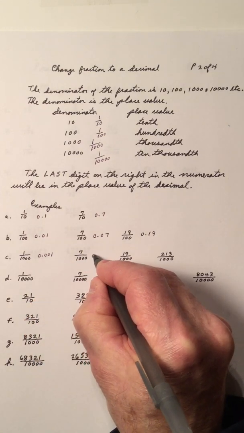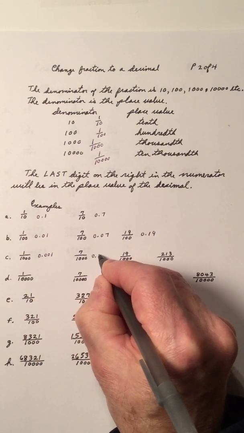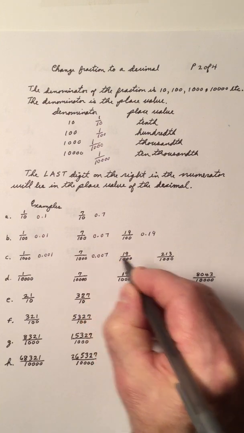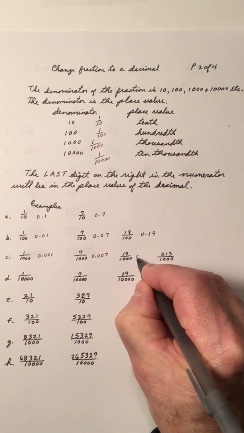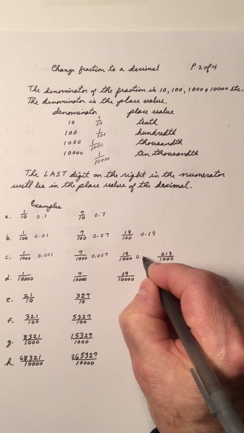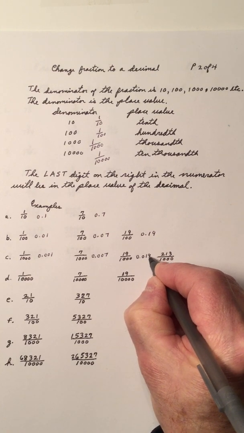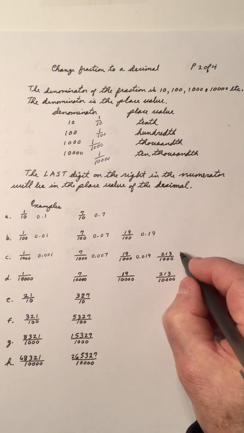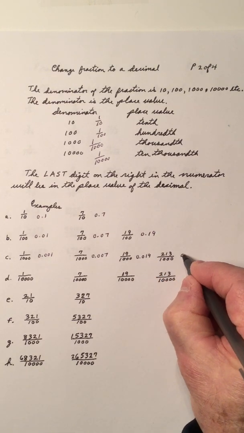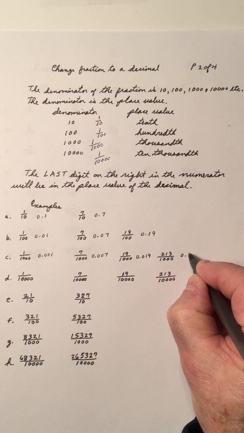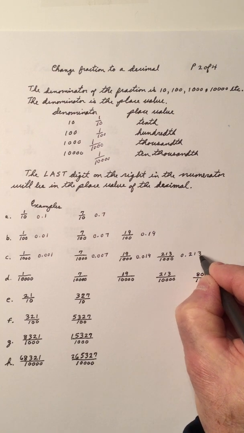Thousandths, the 1 goes in the third place to the right. 7 over 1,000, the 7 goes into the third place to the right. 19 over 1,000, the 9 goes into the thousandths place, the third place. 213, the 3 goes into the thousandths place, so the thousandths place is the third.